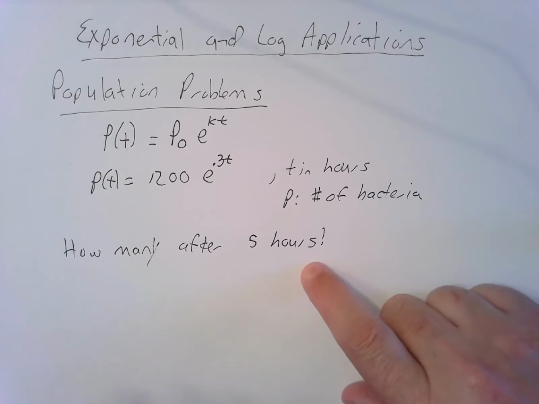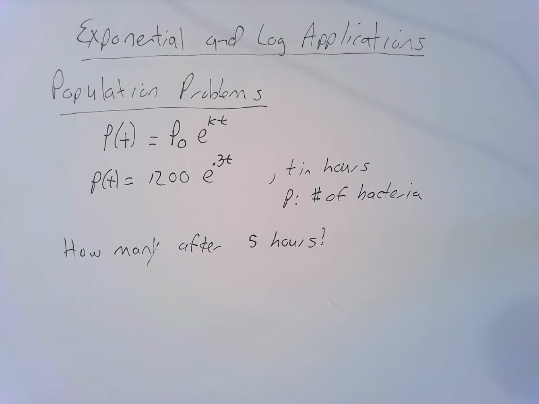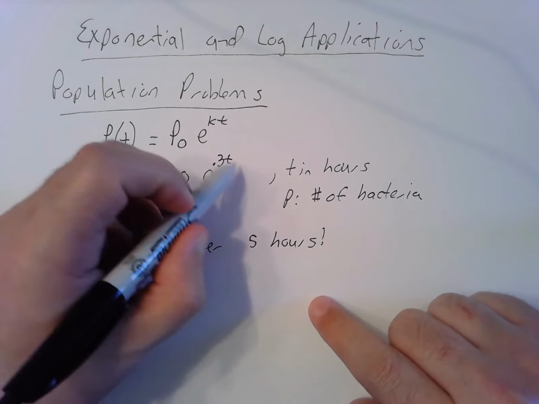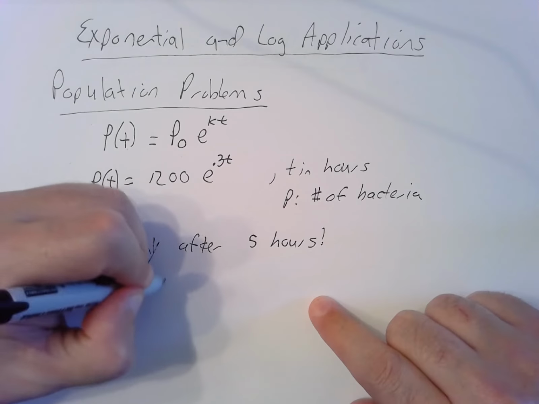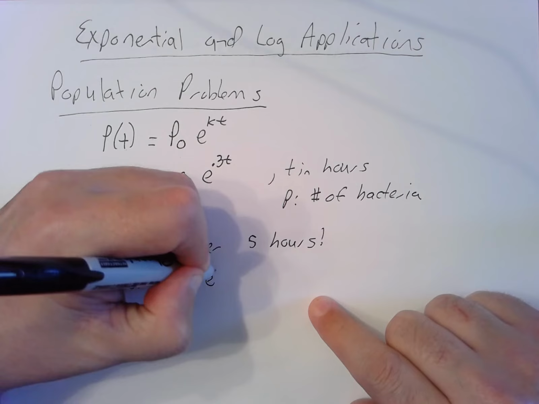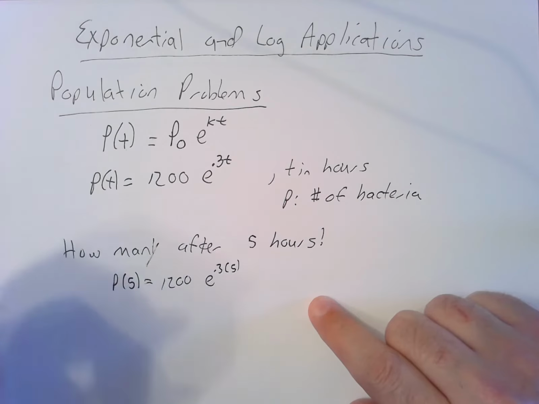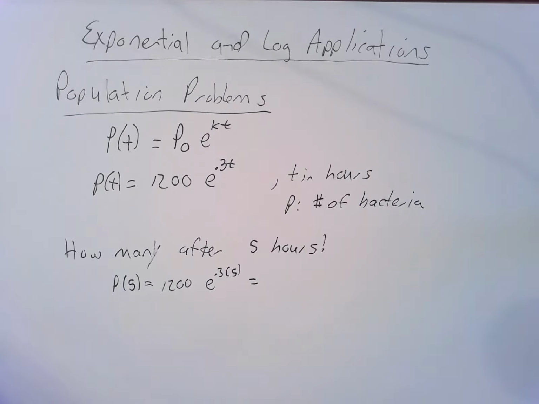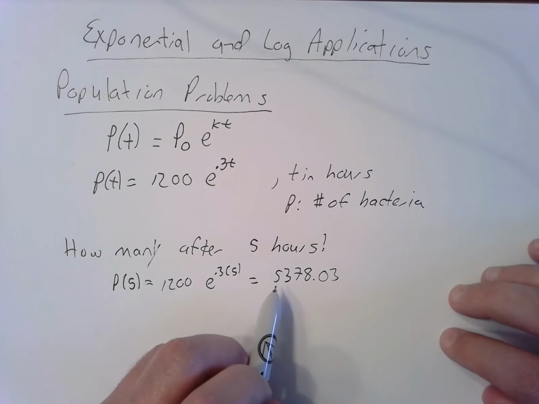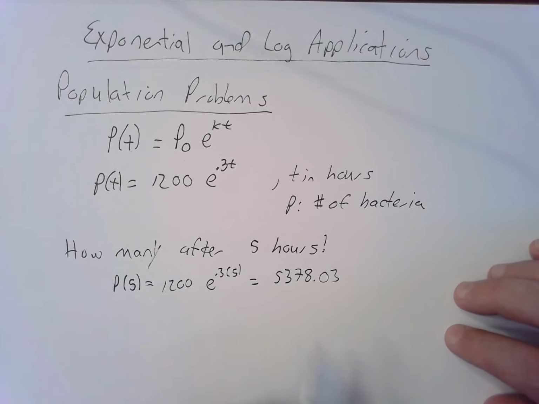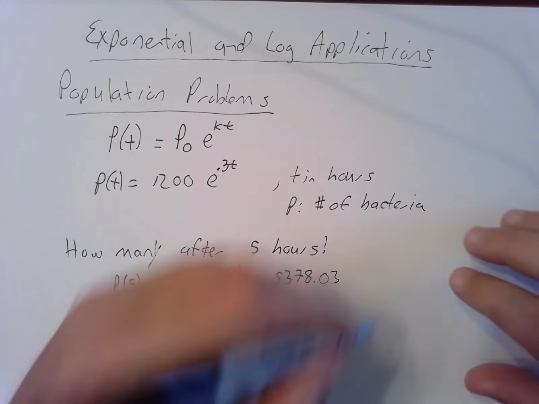So we have to ask ourselves, am I giving you the time? We would plug in. Or am I giving you the population? And here I'm giving you the time. So we would just plug in. P of 5 would be 1,200 e to the 0.3 times 5. And then we just get out our trusty calculator and plug that in, and we get 5,378.03 bacteria.